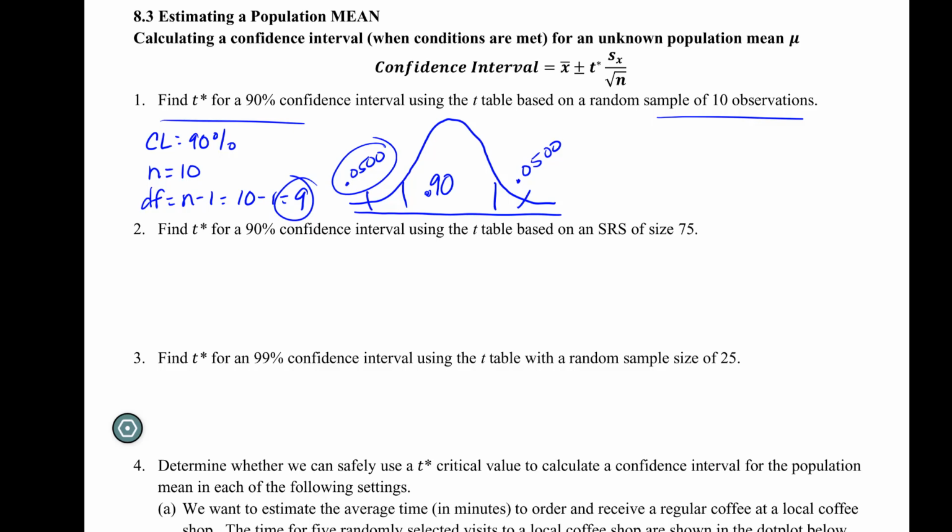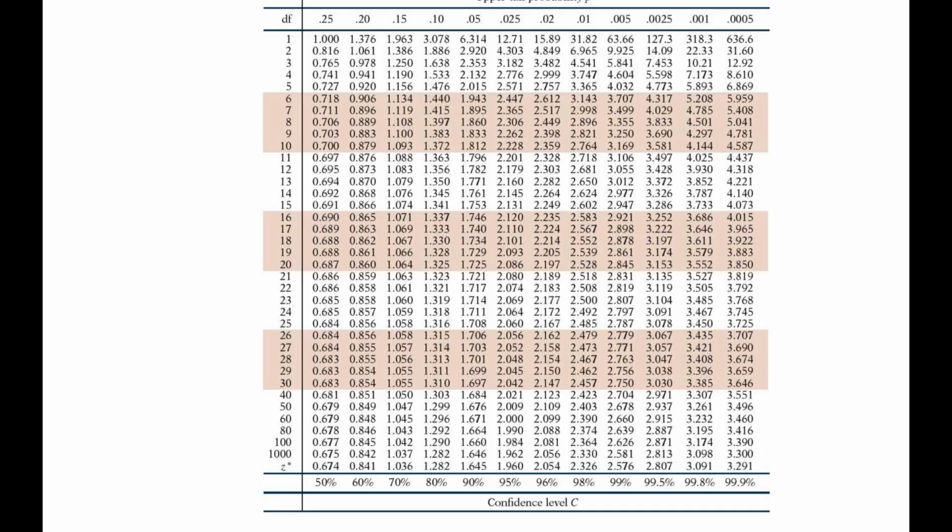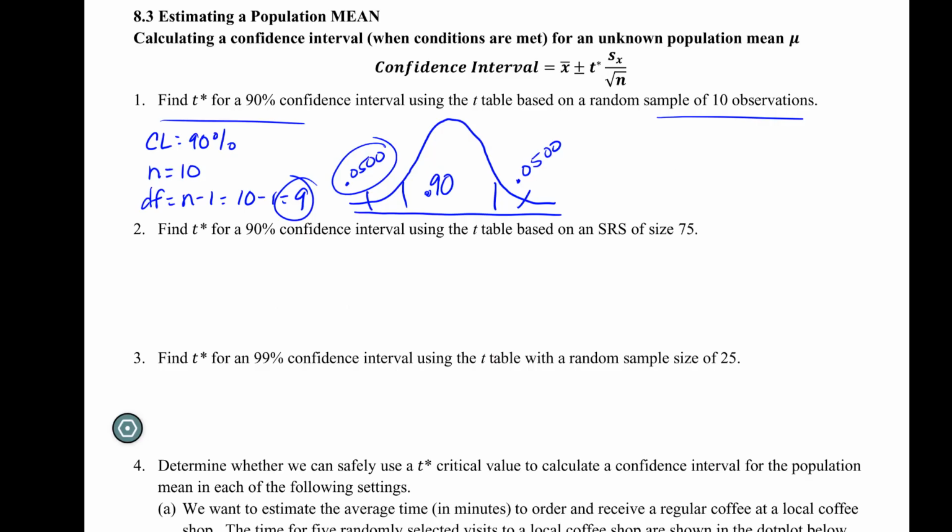Now, this is the tail probability. So the tail probability is going to be in the top row, that's 0.05, and then we look for the degrees of freedom, that's 9, and we find the intersection between the DF and the tail probability, and that's 1.833. So my T-star is equal to 1.833. And there it is. Boom, done.